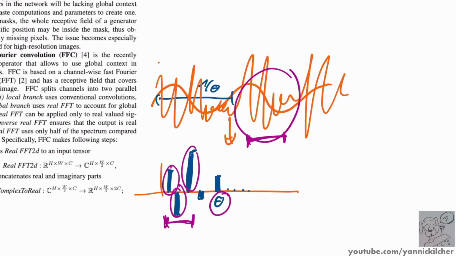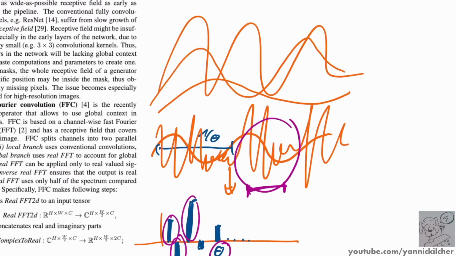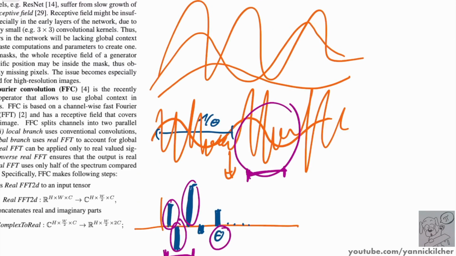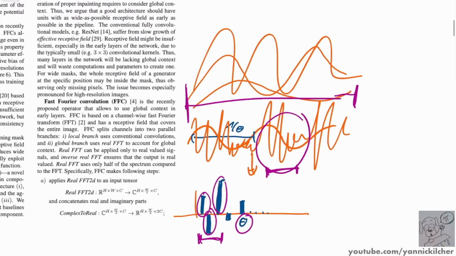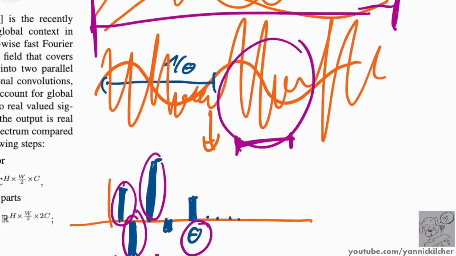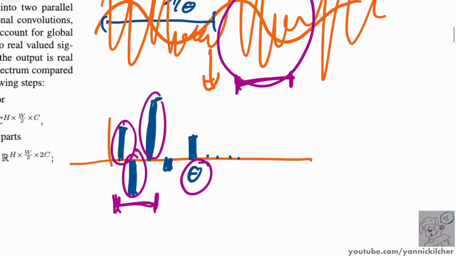Maybe the lowest one is like a super long sine wave. The second one is like a bit of a faster sine wave. The third one is even faster sine wave. But what is important is that every single component in the Fourier spectrum represents information about the entirety of the signal. And that is exactly what we want. Whereas the regular convolution is localized in pixel space, the Fourier convolution is going to be localized in frequency space, but global in pixel space.